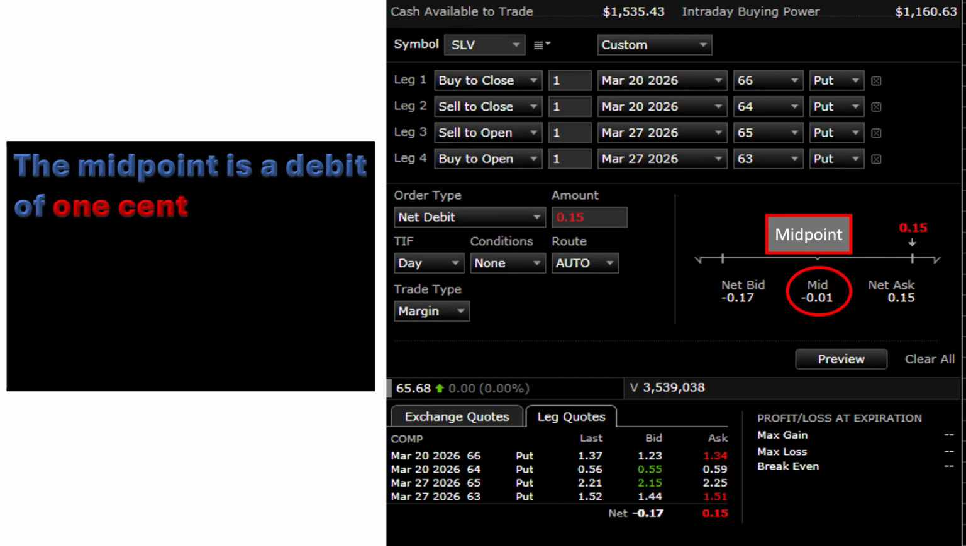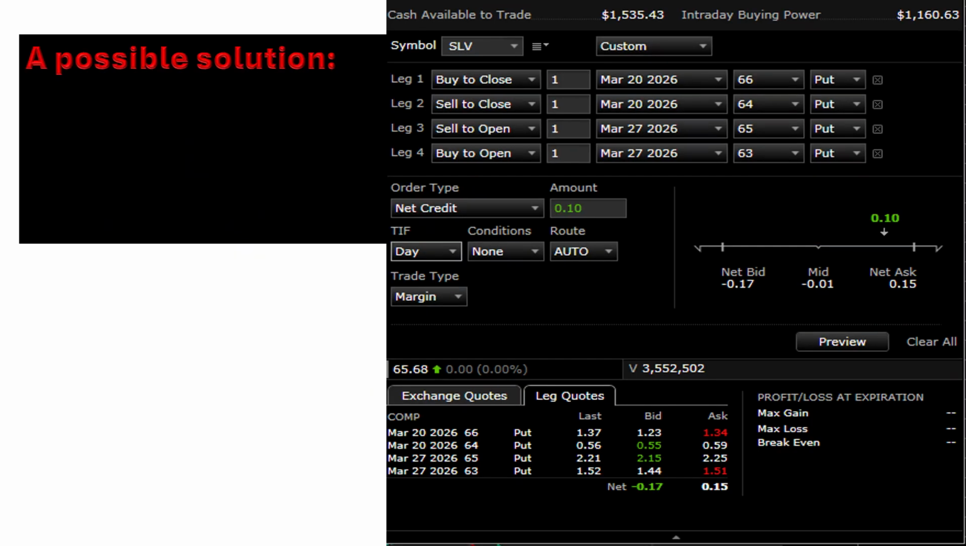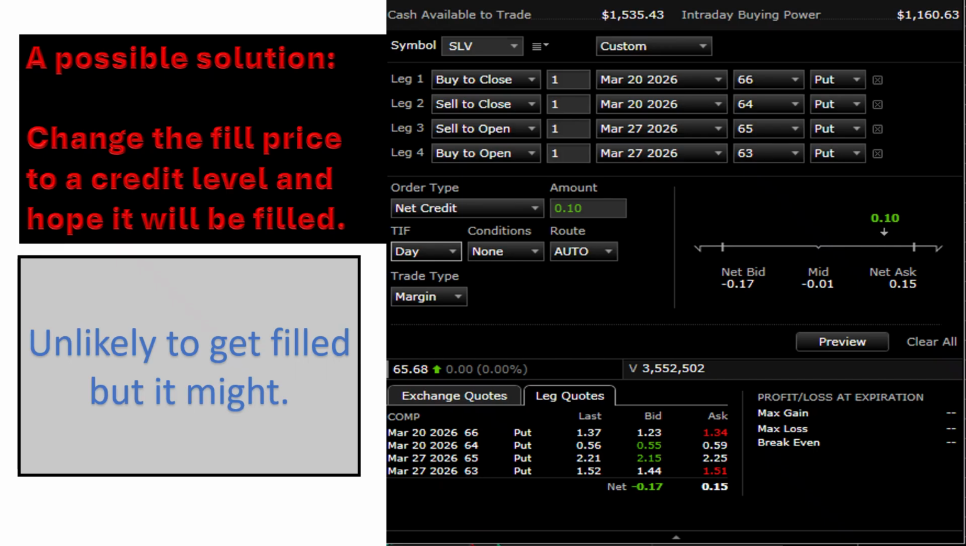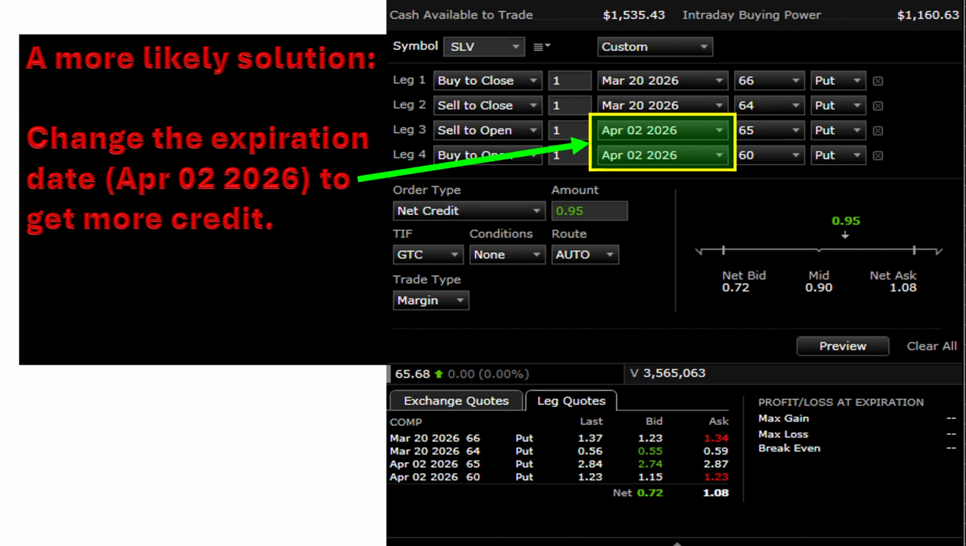The midpoint is a debit of 1 cent between the bid and the ask. Is that acceptable? Possible solution: change the fill price to a credit level and hope it will be filled. However, unlikely to get filled, but it might if you're lucky. Consider a more likely solution. Change the expiration date to a week later, April 2 in this case, to get more credit.